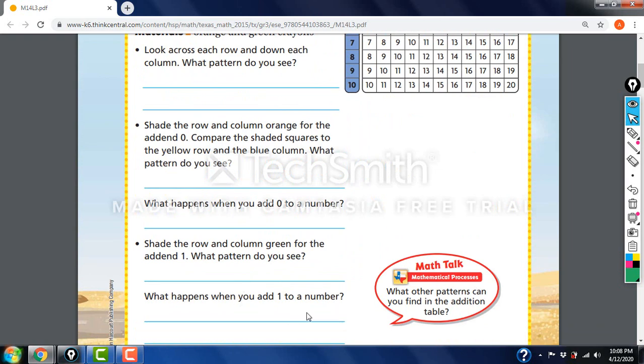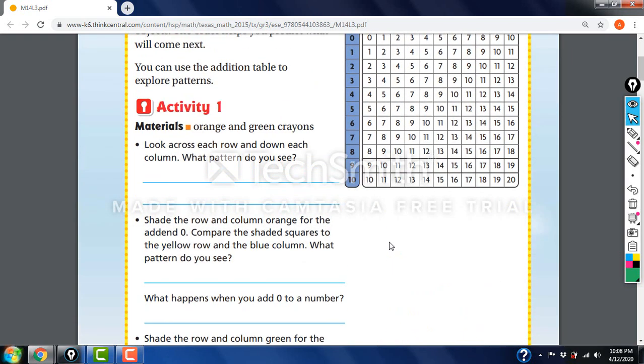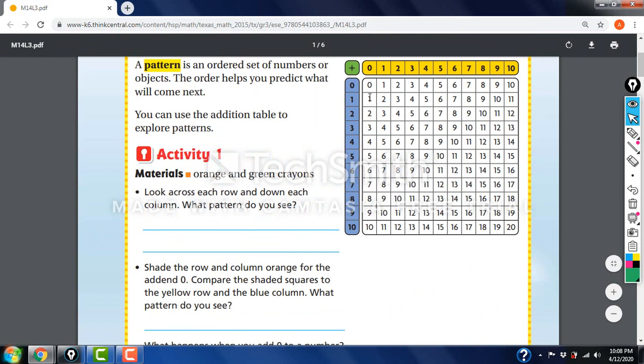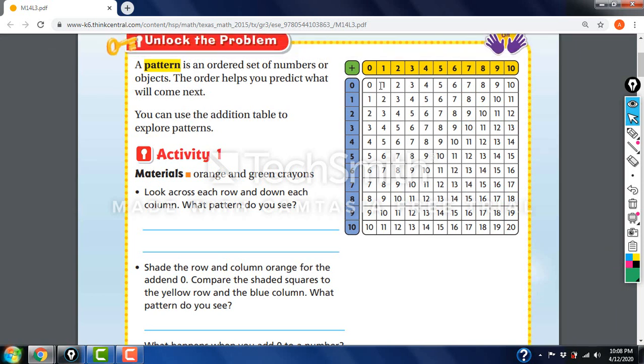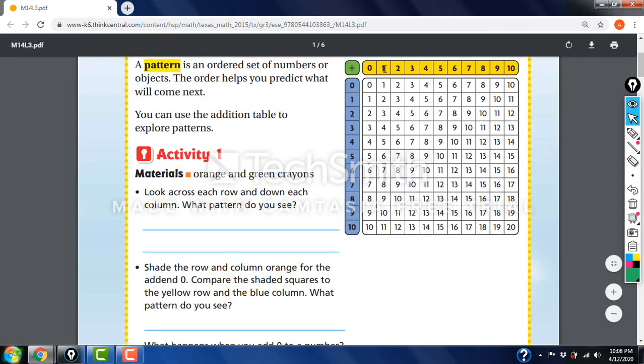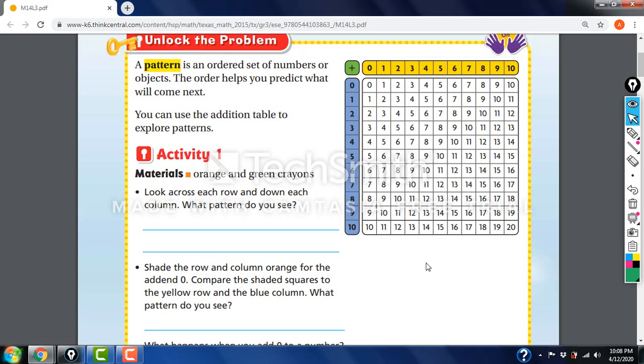What happens when you add 1 to a number? So 1 plus 1, the sum is 1 more of the number. When you start off with this number here, 1, and you add 1, the sum is 1 more. 2, you add 1, here's the sum. The 3 is 1 more than this one here. So that's the pattern. The pattern is adding 1 more. It makes the number 1 more.